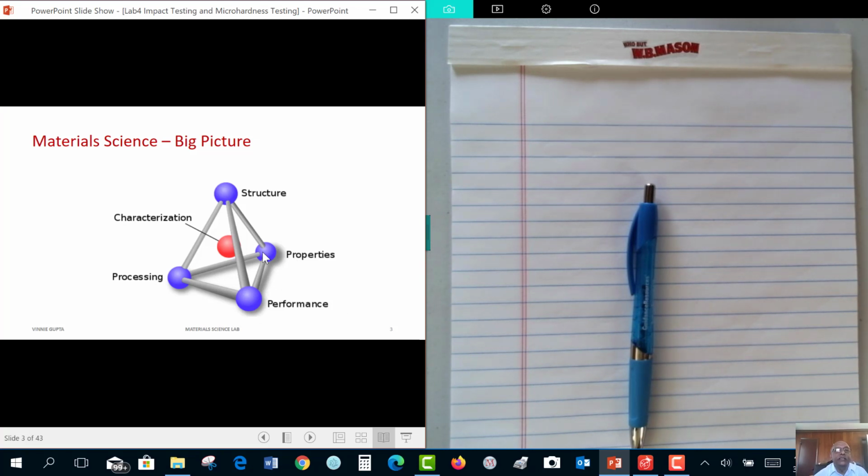So the key idea is these three things: structure, properties, and processing. By processing a material, we can change its structure and thereby change its properties. If our goal is certain properties and we have a given material, then by processing it in different ways, we can get desired properties.